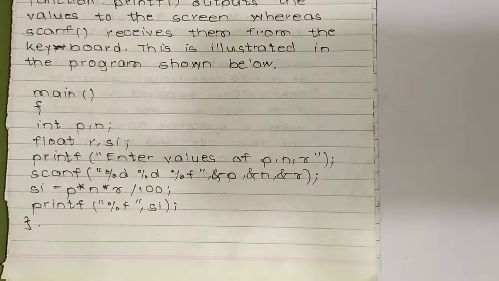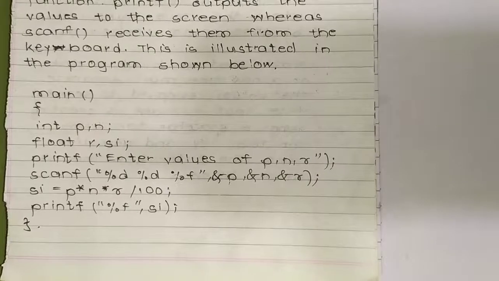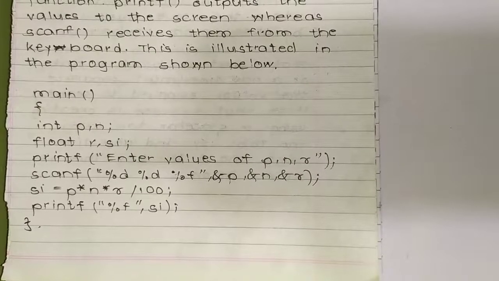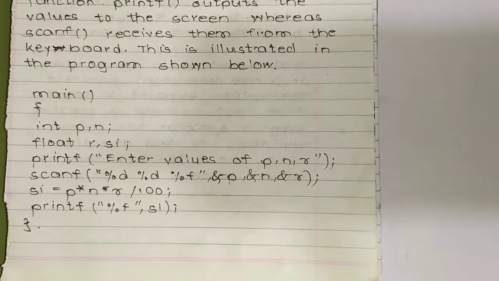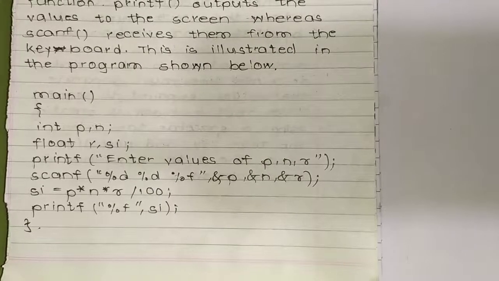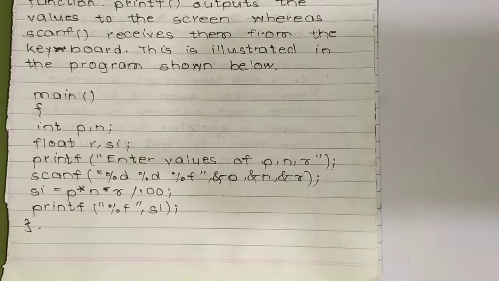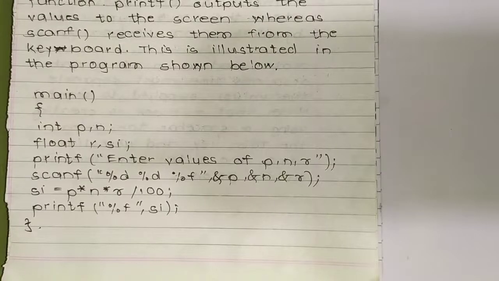So this is the program we were discussing. First is the main function. main is the general function. Then in the parentheses, int p, n. So here we are defining p and n as integers. Now float r, si. So r and si are float.